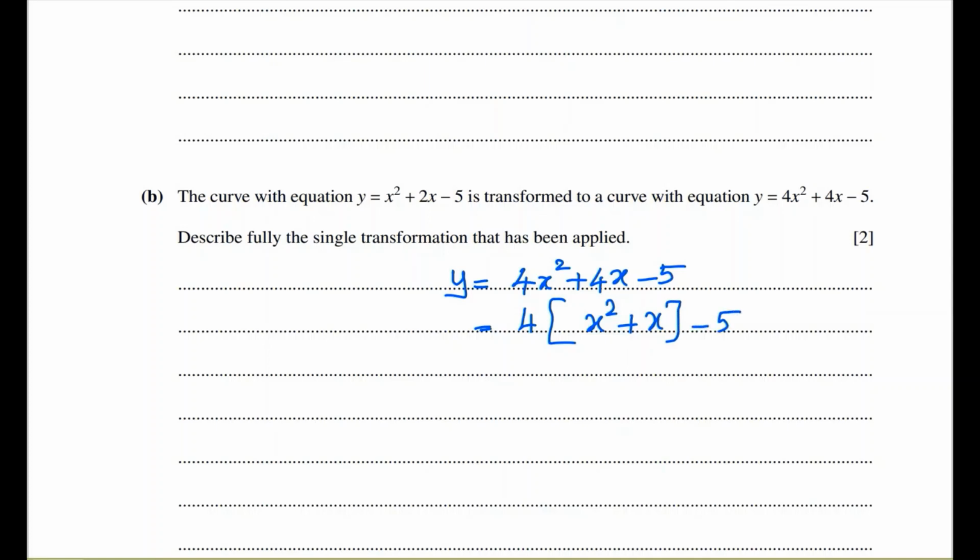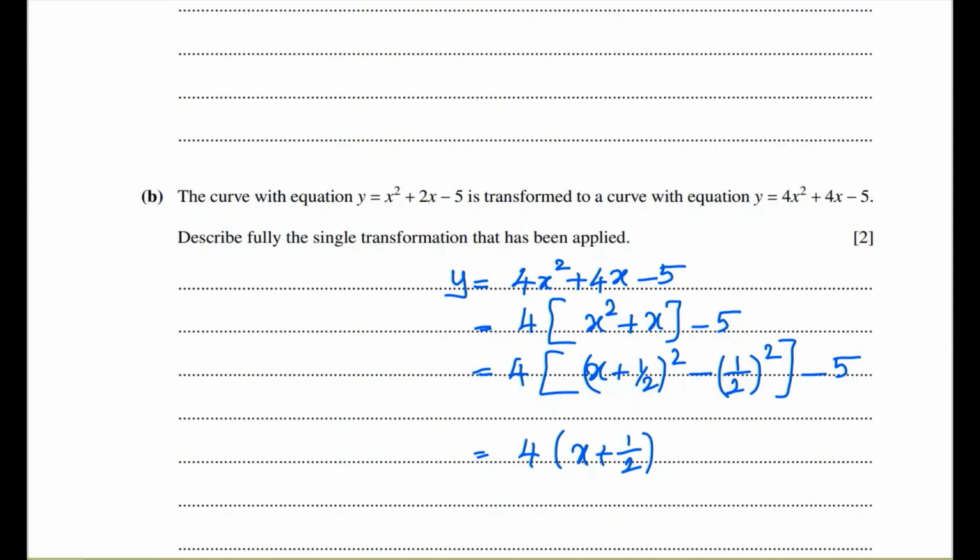To complete the square, let us find the coefficient of x. In this case, it is 1. That should be divided by 2. So 4 of x plus 1 over 2 the whole square minus 1 over 2 the whole square minus 5. So 4 of x plus 1 over 2 the whole square minus 4 multiplied by 1 over 4, you will get -1, -5.